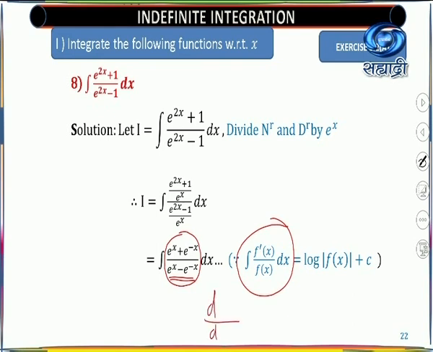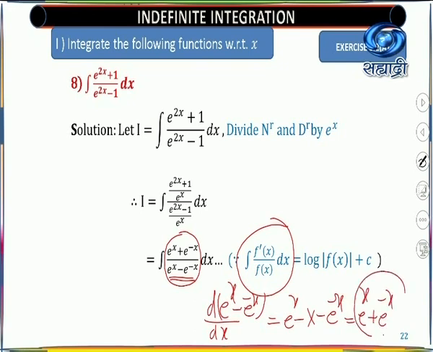So we'll discuss the derivative of e^x - e^(-x). Now look at here, you know that the derivative of e^x is e^x, minus into the derivative of e^(-x), which is minus e^(-x). This minus and this minus becomes plus, which gives you e^x + e^(-x). This is your f'(x), which is the term on the numerator. So it is in the form of integral f'(x) / f(x) dx, which gives you the result log of mod of f(x).